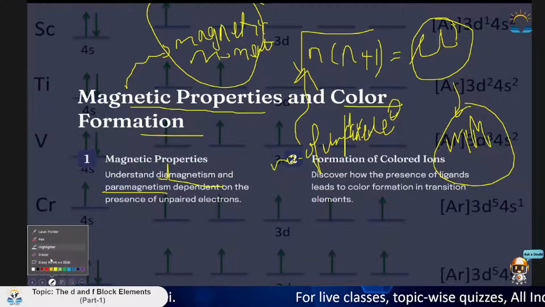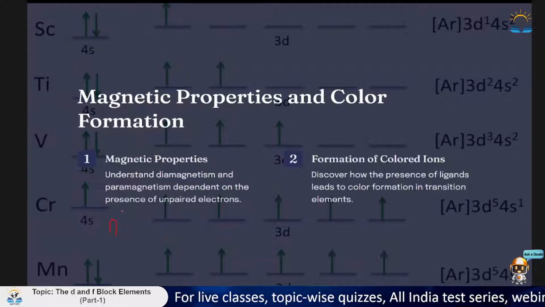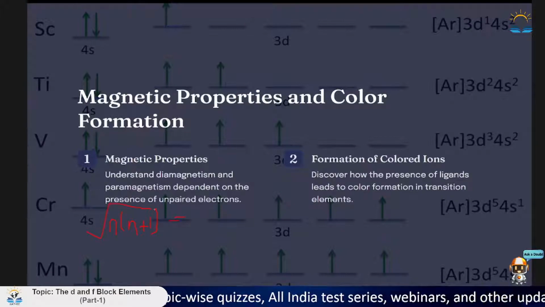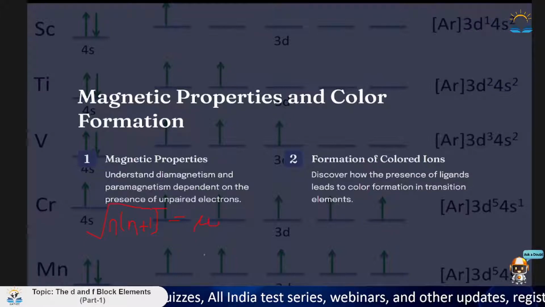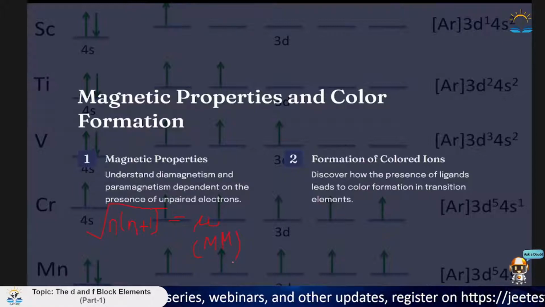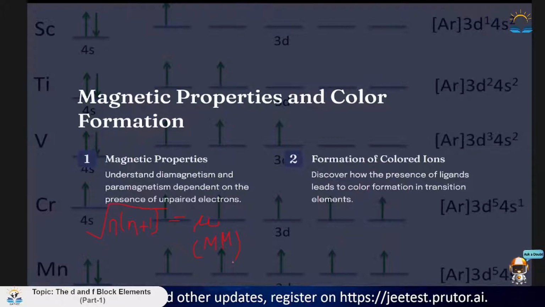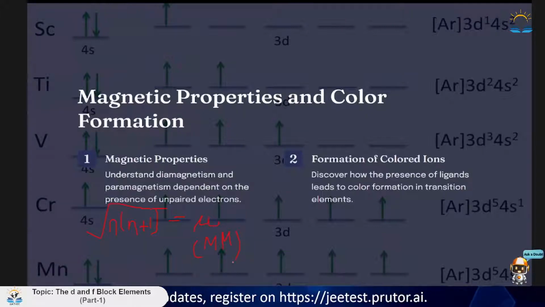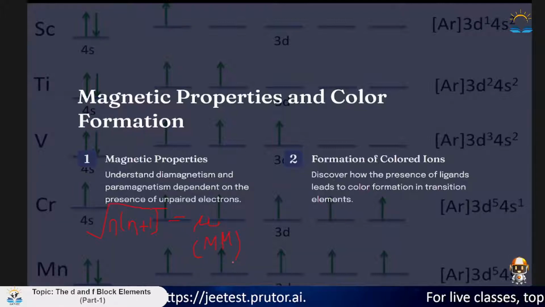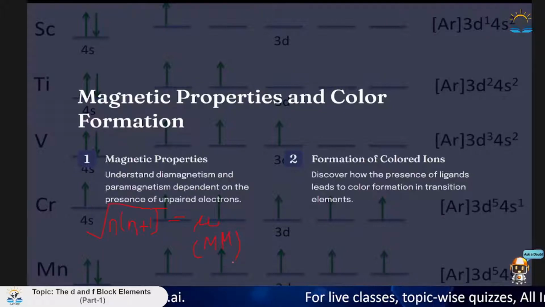So if anyone talks about magnetic moment, you need to apply the formula root of n into n plus 1, which is mu. Mu is our magnetic moment, right? Now, we know that paramagnetic is when there are unpaired electrons present, and the formation of colored ions takes place because of those unpaired electrons. So if our element is paramagnetic in nature, then it will show us colors.